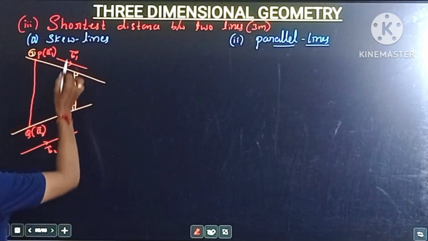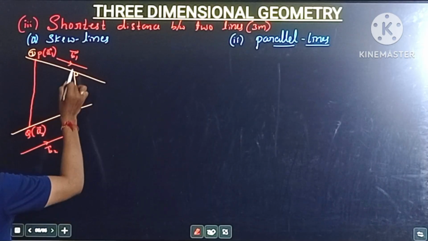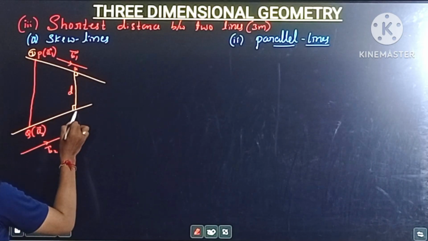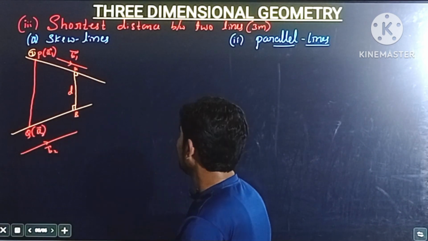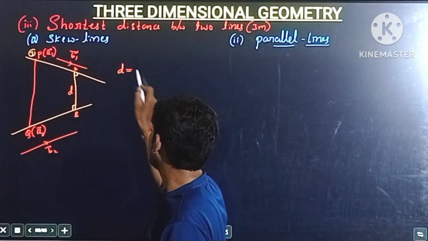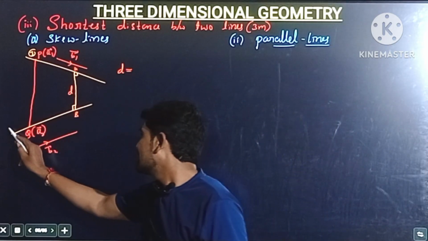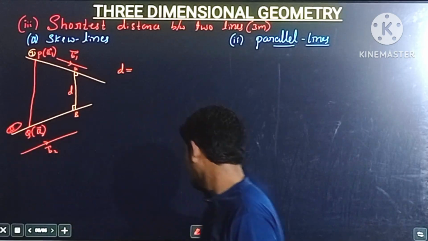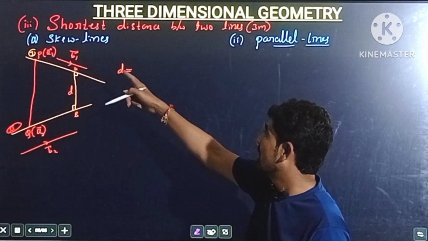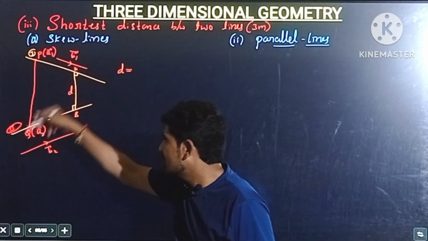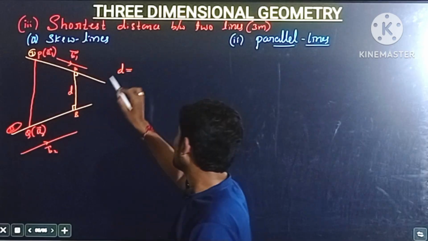Now see here, we need to identify the distance between these two lines. Let the shortest distance between these two lines be D. That is AB. So we need to identify the D here. And the value of D is nothing but the shortest distance between the lines, the shortest distance between the two lines L1 and L2, first and second, you may call anything. The shortest distance between these two lines is equal to D.